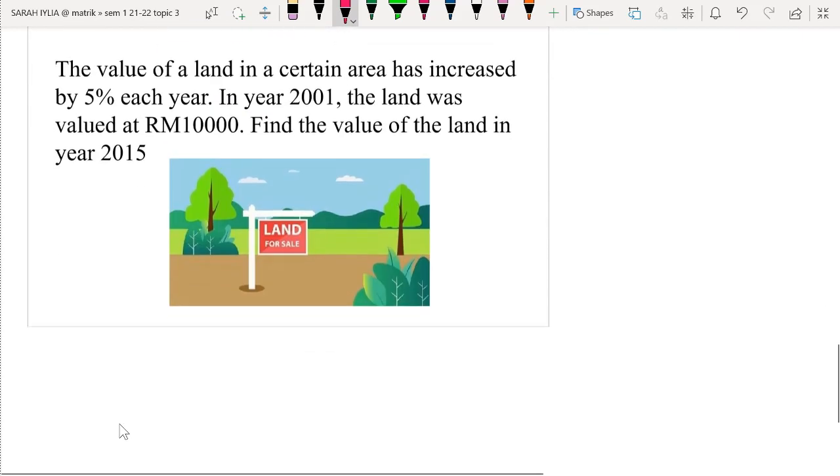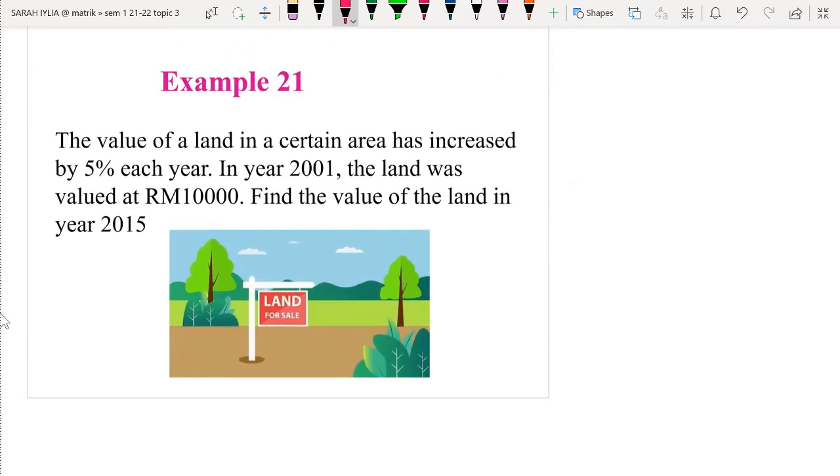Okay, last question. Example 21. The value of a land in a certain area has increased by 5% each year. Kalau tadi soalan ni dia decrease, sekarang dia jadi increase. 5% melibatkan peratus, so for sure we know this is also geometric sequence question. In the year of 2001, the land was valued at 10,000 kat situ. So 2001 kita akan assume sebagai our first term, 10,000. Okay. Find the value of the land in year 2015.